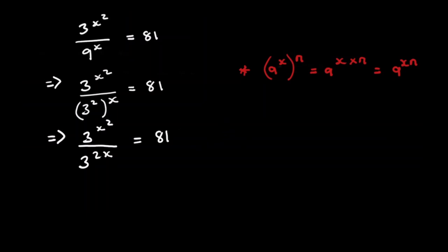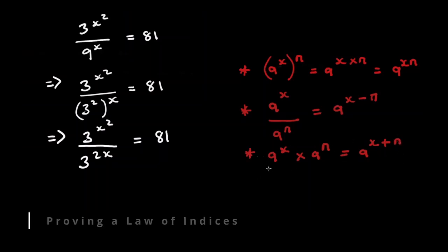Now we should also remember this law of indices, which states that if we have a to the power x being divided by a to the power n, this is equal to a to the power x minus n. And if we do have a to the power x multiplying a to the power n, this is equal to a to the power x plus n. We can apply this law of indices on this second law to prove it.